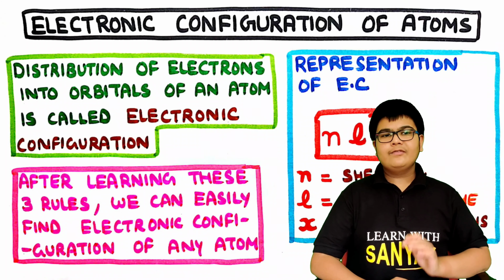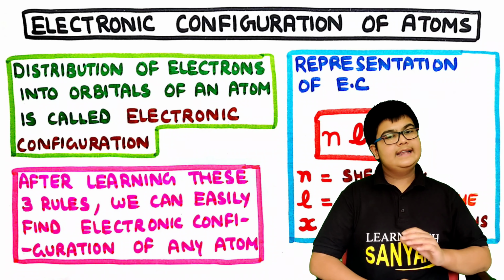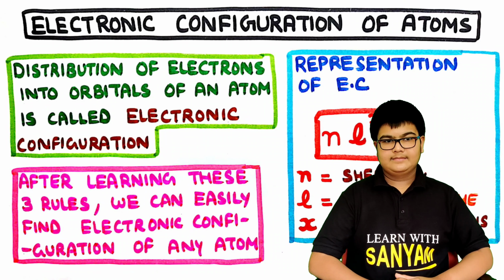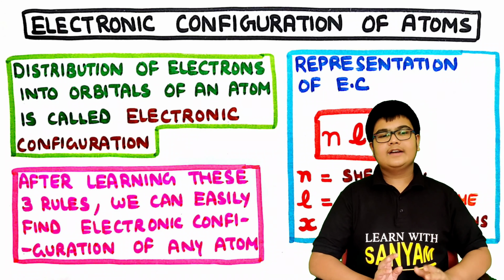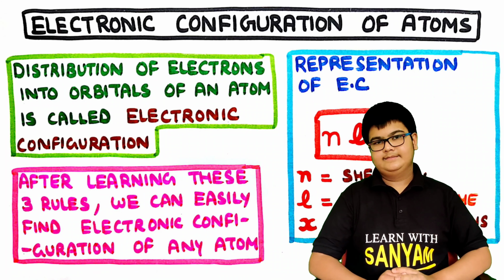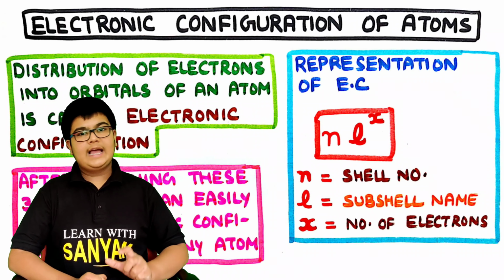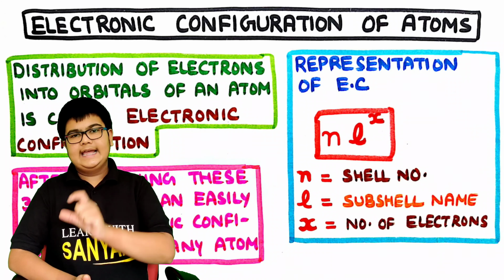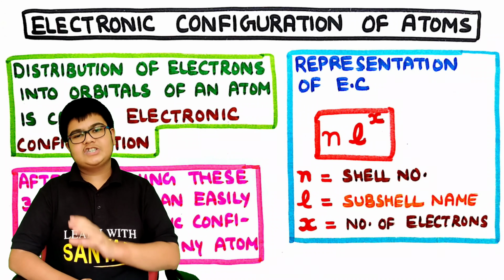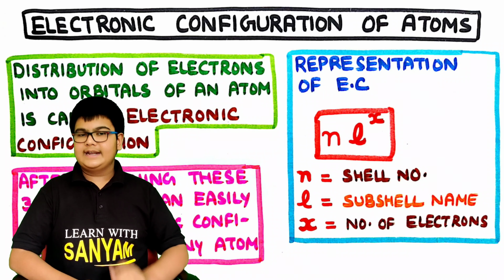So the distribution of electrons in orbitals of an atom is called electronic configuration. After learning all these 3 rules, we can easily find the electronic configuration of any atom. Now to represent electronic configuration, we have a standard method. That is, we represent it by nLx, in which n is the shell number, l is the subshell name, and x is the number of electrons.